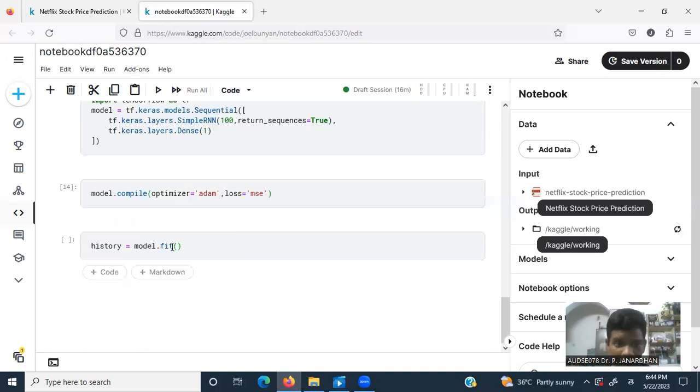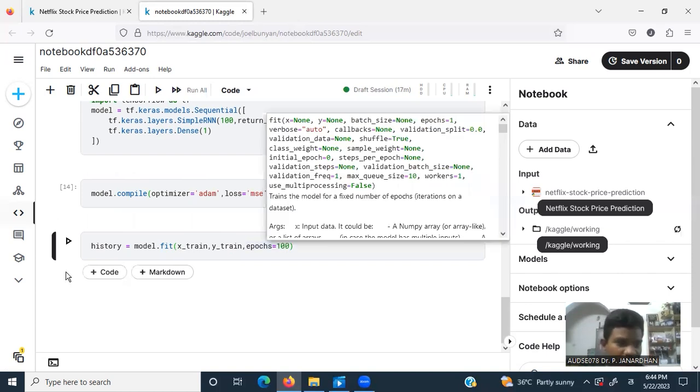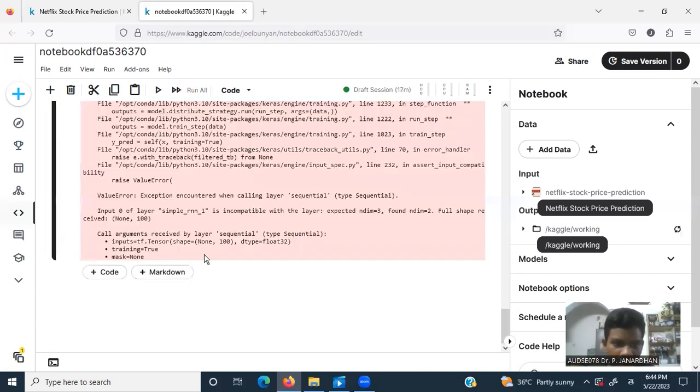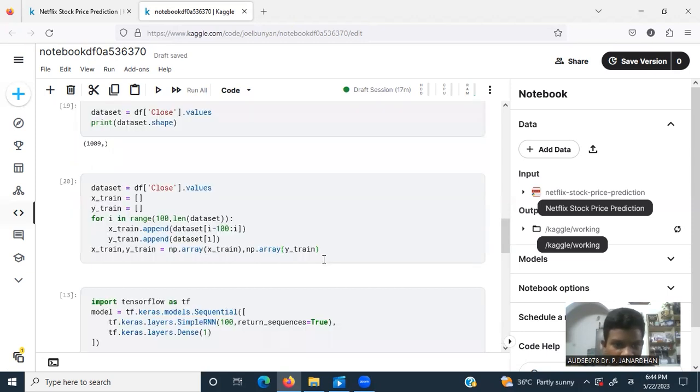Now let's train our model. Let's input x train and y train, and then let's train for, let's say, 100 epochs maybe. Yeah, let's try for 100 epochs. Now let's run it. There's an error, sorry. The training is going through, but probably something is wrong with the shapes, I think.